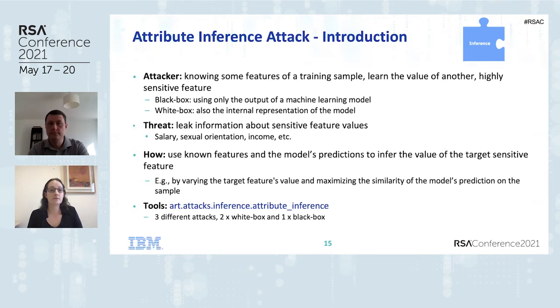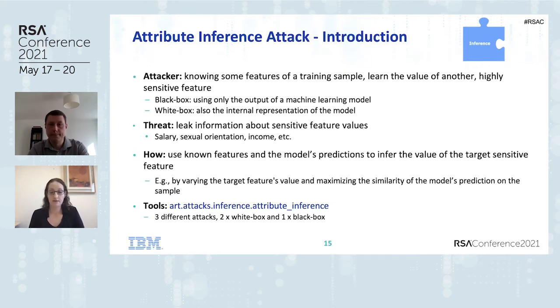And there are two modes in which this attack can be applied. In the black box setting, we assume that the attacker only has access to the output of a machine learning model. And in the white box setting, we assume that the attacker also knows internal details about the model, such as its architecture and weights, et cetera. The threat here is obviously leaking the information about these sensitive features, which can be a person's salary, their sexual orientation, et cetera.